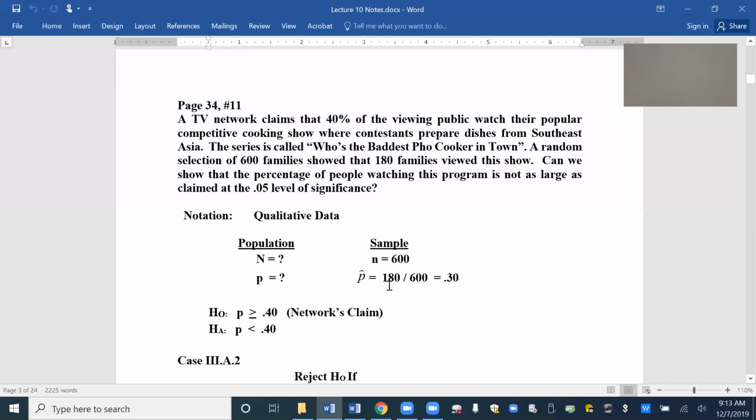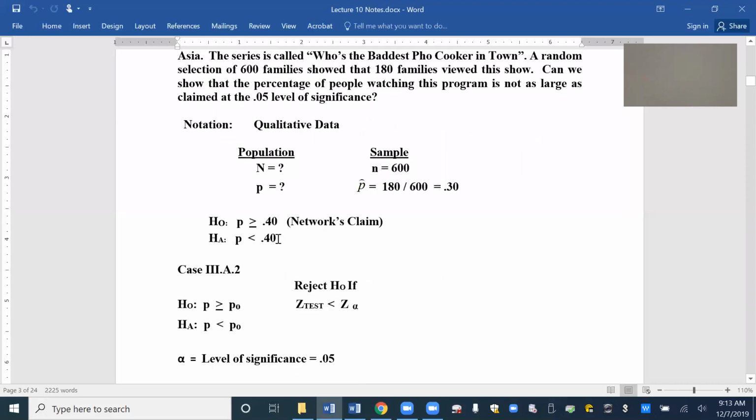So I got 180 out of 600, so we think 30% of the people are watching out of the 600 we sampled. What am I trying to prove? I'm trying to prove that the proportion of all of the viewers, P, the proportion of all of the viewers watching this show, is below 40%. And they claim it is 40% or more. Whatever isn't covered in the alternative is what the null is.